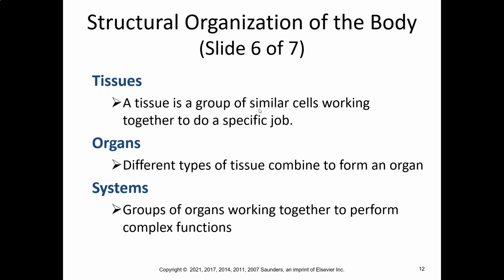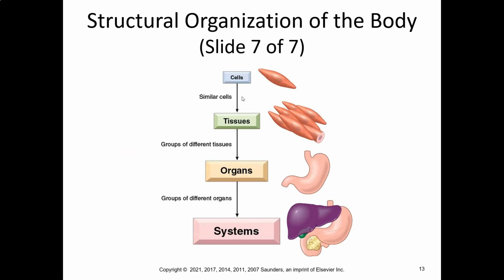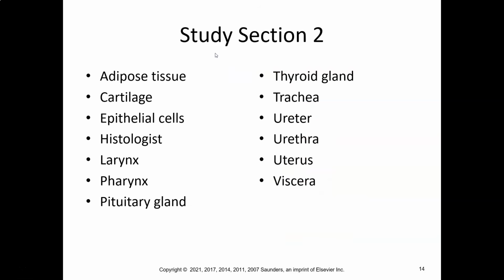Tissues. A tissue is a group of similar cells working together to do a specific job. Organs, different types of tissues combine to form an organ. And systems, a group of organs working together to perform a complex function. So see how it builds on each other. So here's a cell. A bunch of cells make up tissues. A bunch of tissues make up an organ. A bunch of organs make up a system.